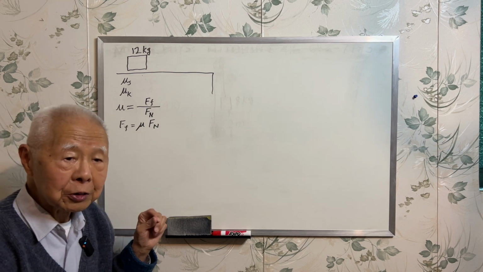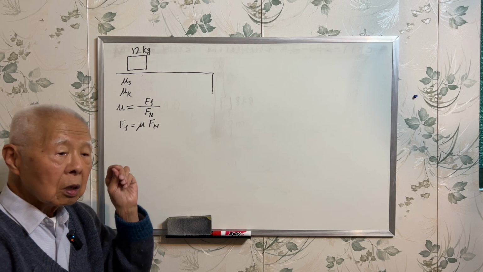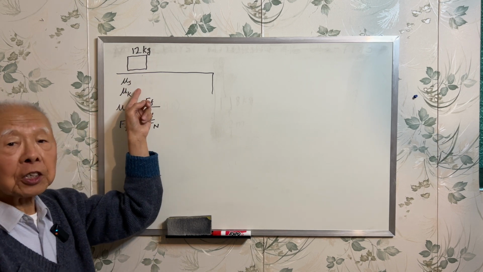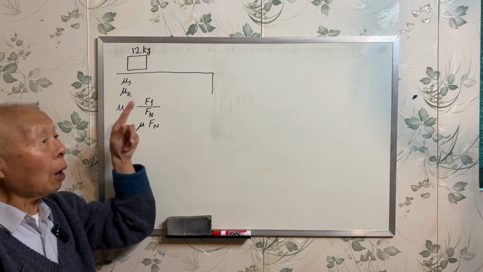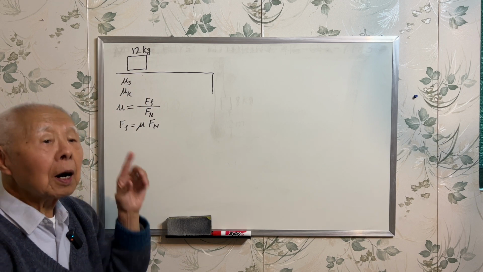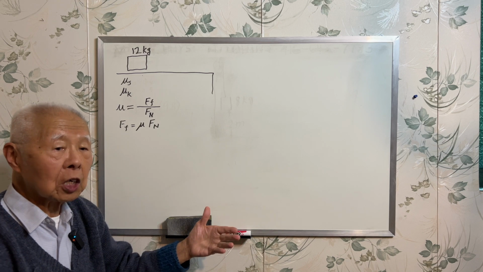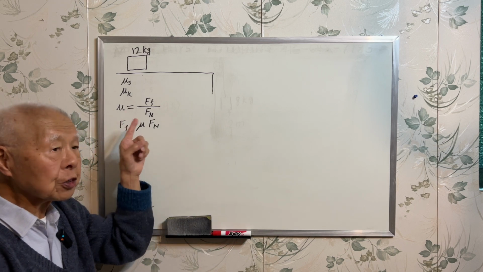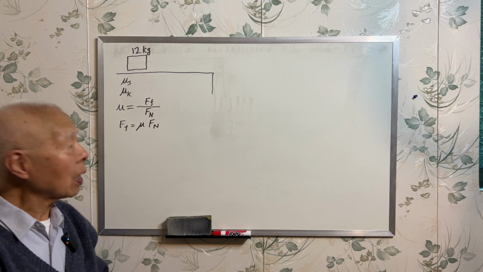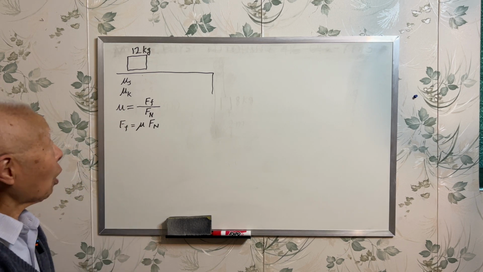What is normal force? Normal force is the force to support the mass by the table. In other words, the normal force is the force applied to the mass by the table. But why do we call it normal? Why not just force? Because this force is perpendicular to the surface of the table. Okay, so once we understand this, we go on to this problem.